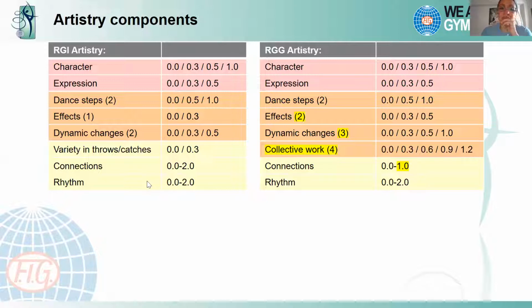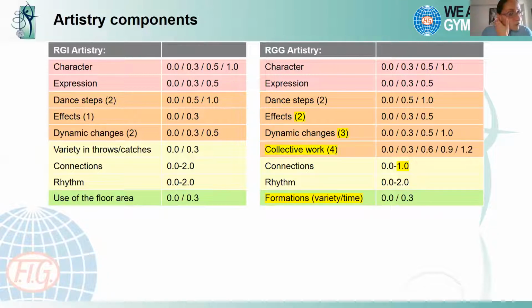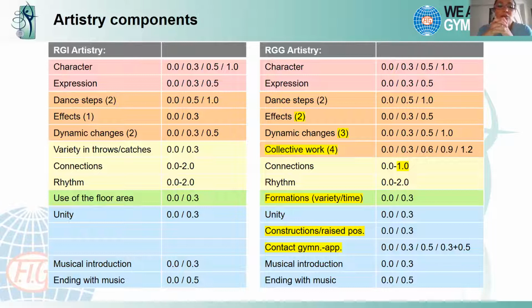Connections in individuals, penalties is from 0 to up to 2 points, while in groups, up to 1 point only. This is very important to remember when you're judging groups. You only have 1 point. The rhythm is the same, from 0 up to 2 points. Then the use of floor area is only for individuals from 0 to 3 penalty. And formations, which means variety and the time they take to change between one formation to another. Then we have the unity in the exercise. They are both the same.